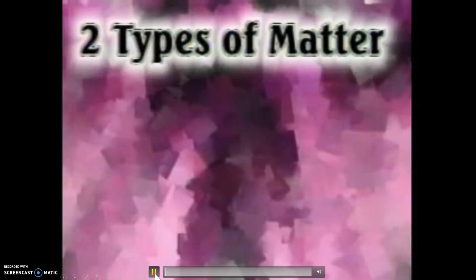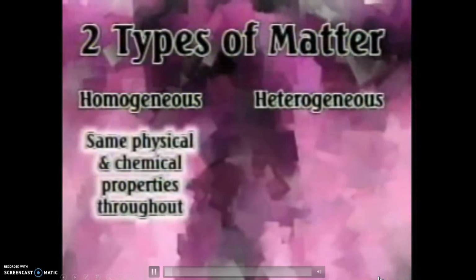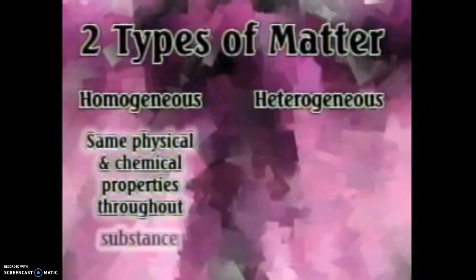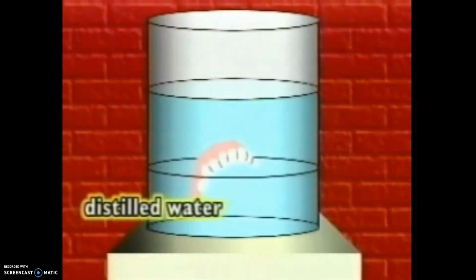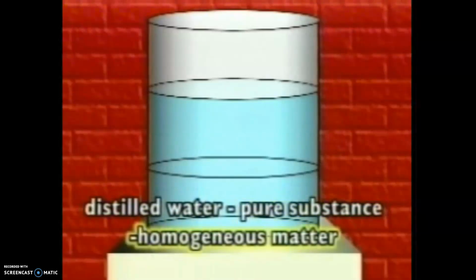Two types of matter are homogeneous matter and heterogeneous matter. Homogeneous matter has the same physical and chemical properties throughout it. In other words, all the stuff that makes up homogeneous matter acts pretty much the same way. Homogeneous matter is called a substance. Distilled water, which has had all the impurities removed from it, is a pure substance and an example of homogeneous matter.